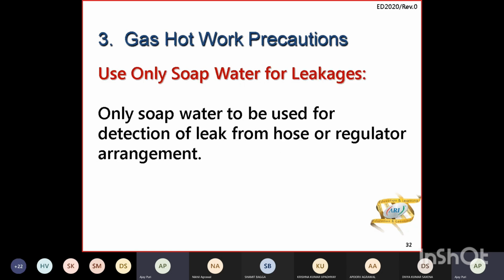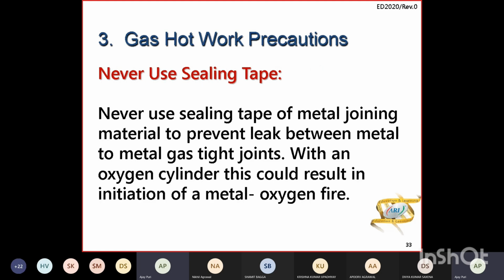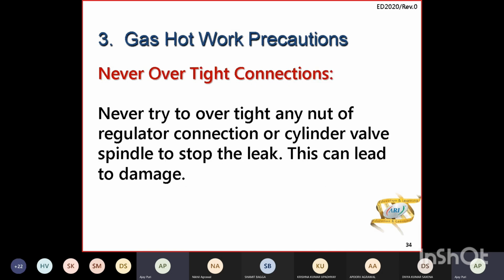Only soap water is to be used for detection of leaks from hoses or the regulator arrangement. Never use sealing tape on metal joining material to prevent leaks between metal to metal gas joints. With an oxygen cylinder, this could result in initiation of a metal oxygen fire. Never try to over tighten any nut, regulator connection or cylinder valve spindle to stop a leak. This can lead to damage.